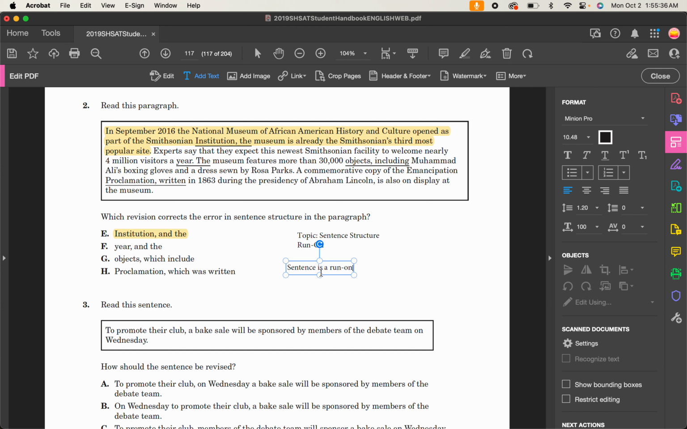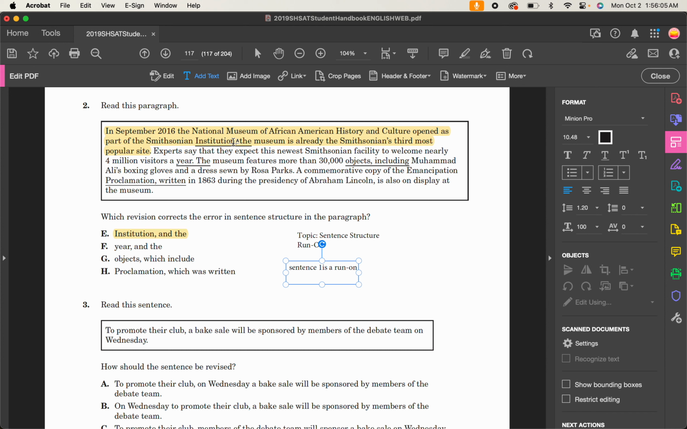How so? Sentence 1 is a run-on because it consists of 2 independent clauses, right? So independent clauses are clauses that stand by themselves, and there's no conjunction in the middle of them. So let's look at the first sentence. In September 2016, the National Museum of African American History and Culture opened as part of the Smithsonian Institution. So that itself is already a sentence.